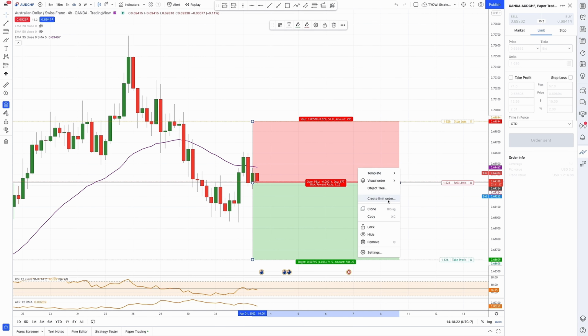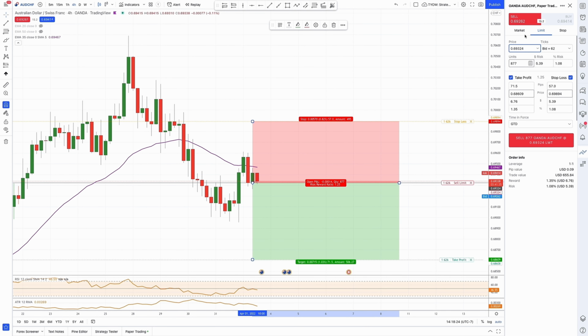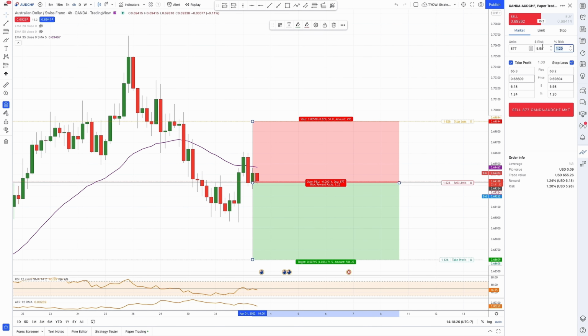Now, if I go to place another trade, I'll say create limit order, and this time I'm going to move across to market. I'll once again put in 2% risk, and we can see here our reward to risk ratio has changed from 1.25 to 1.03. So although this looks like it's sitting in the same area, our spread is 15.2. So the offset of our spread means we'll enter the trade somewhere down here.